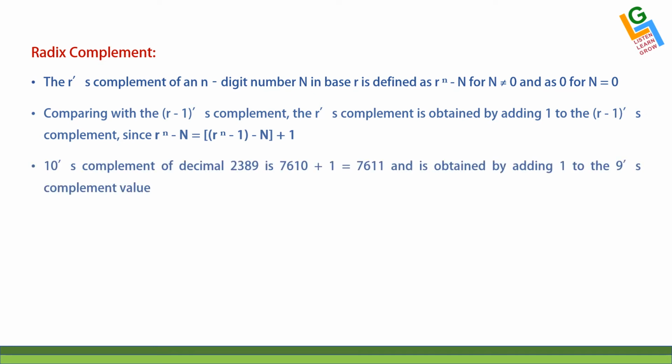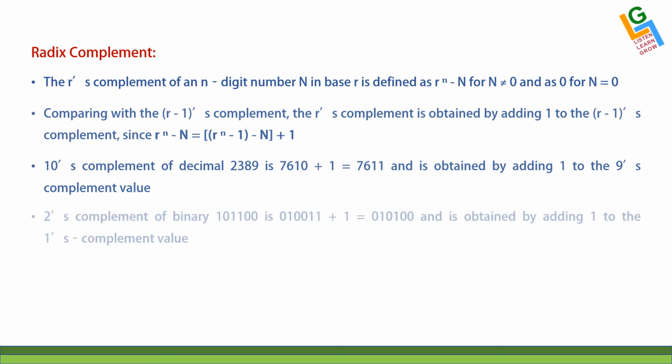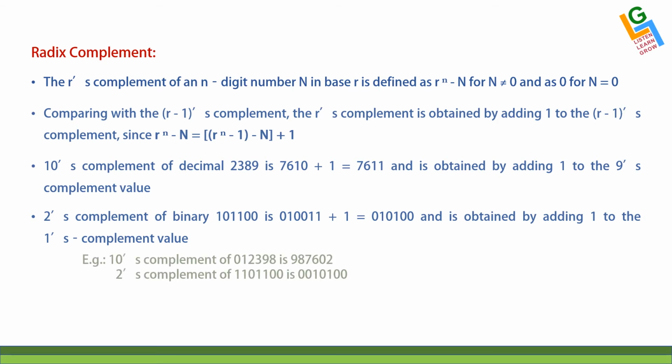10's complement of decimal 2389 is 7610 plus 1 equals 7611 and is obtained by adding 1 to the 9's complement value. 2's complement of binary 101100 is 010011 plus 1 equals 010100 and is obtained by adding 1 to the 1's complement value.